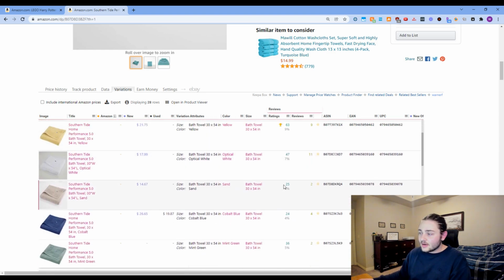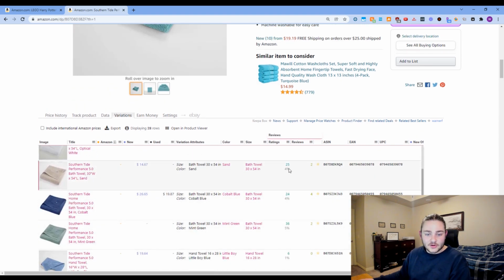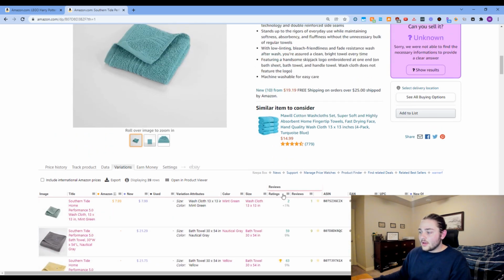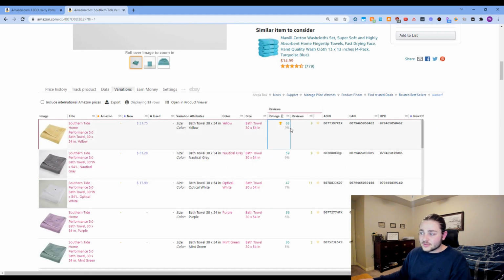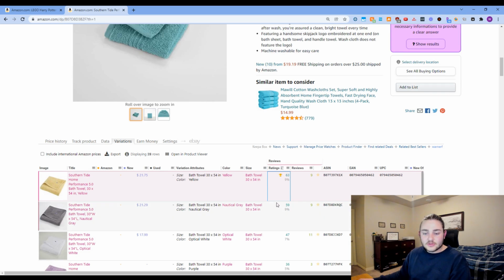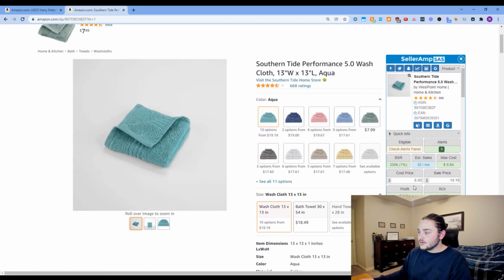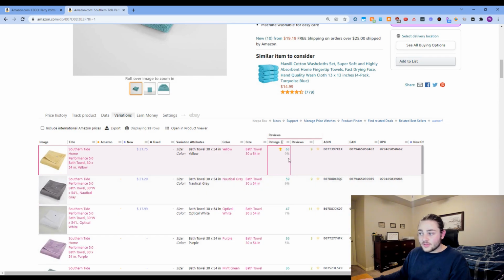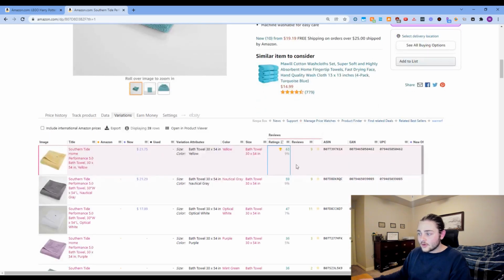But you can see here how all of these different sizes and colors of this towel have different numbers of ratings. So it's a reasonable interpretation of this review data that this percentage of the ratings is roughly equal to the number of sales that this item is seeing every month. Let me interpret that this way. My sales estimator says this product is selling 32 times a month. So if you multiply the review percentage of this specific variation by the number of sales per month, we can reasonably infer that this specific variation is selling about 3 or 4 times a month.